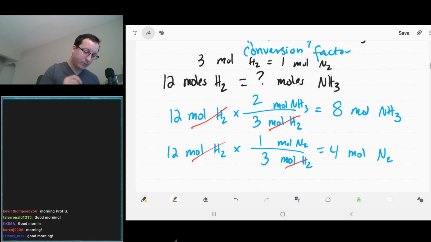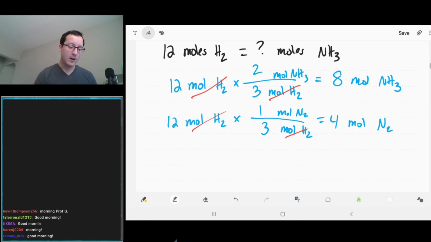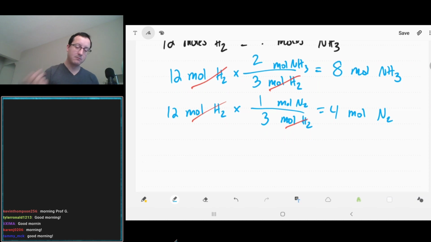Oops. So again, moles of hydrogen cancels out. We're left with our unit of interest. Hooray! So this is telling us, essentially, that we need to put together 12 moles of hydrogen and 4 moles of nitrogen if we want to get out 8 moles of ammonia. So it's again just kind of like duplicating that recipe that we figured out with the chemical equation and now putting it into useful quantities.